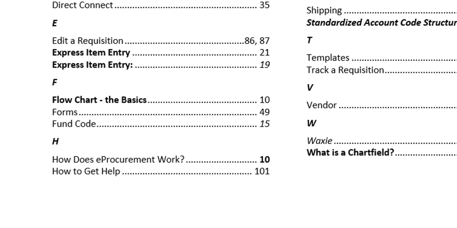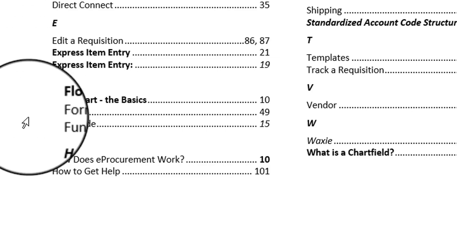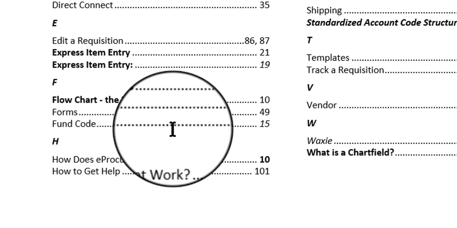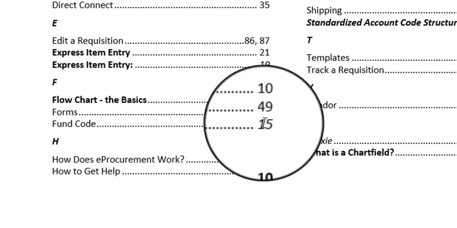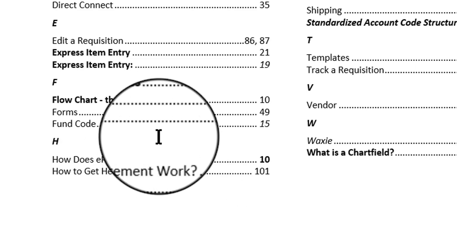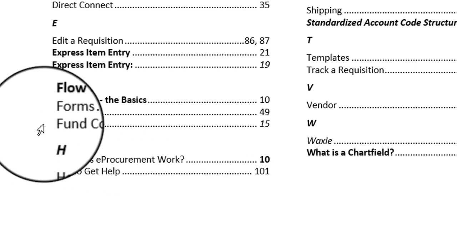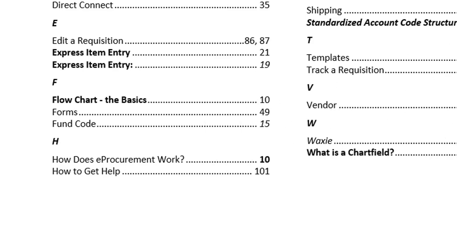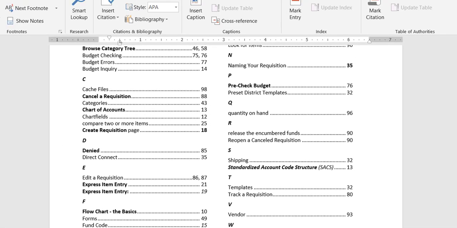Generally indexes are alphabetized, so it's easier to find topics. So if I'm looking up a fund code, where is the fund code information in this book? Oh, it's on page 15. Okay. It doesn't tell me what chapter it's in or which section it is. It just says you can read about fund codes on page 15. So that tells me I can scroll up to find it in page 15.